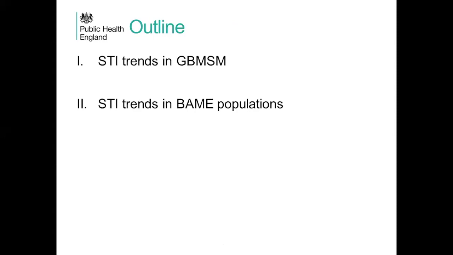So just an outline of the presentation. I'll be talking in the first part about GB-MSM, and in the second part specifically about BAME populations. Just a warning before I start is that all the data, unless I mention it, is taken from level 3 services in England who report to the GUMCAD surveillance system. And so HIV clinic data and diagnoses are not included in those numbers in cases where the GUM and HIV services are commissioned separately.